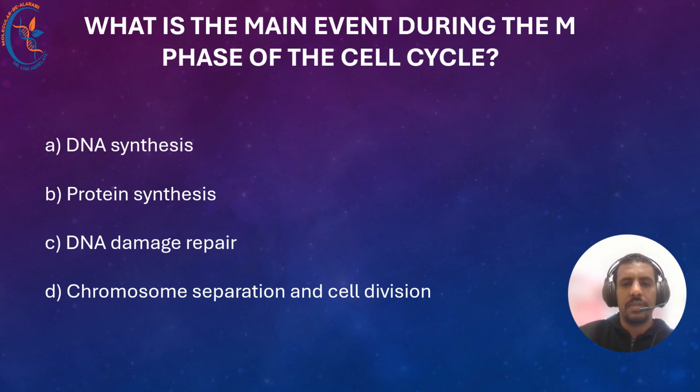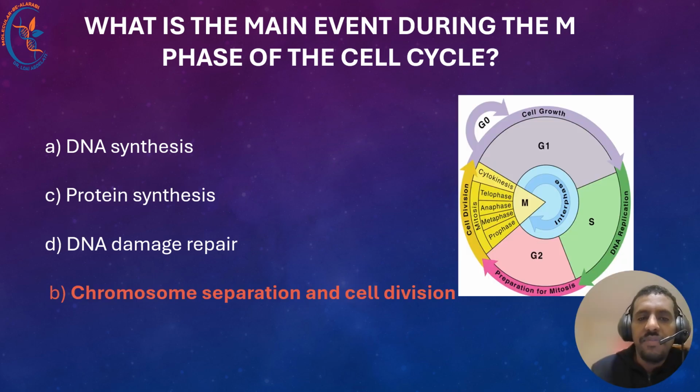All right. The M phase is short for mitotic phase. It is when the cell will get busy. First, there is mitosis, where the nucleus is split, I mean nuclear division. Then comes cytokinesis, where the cytoplasm divides. Boom, then you get two daughter cells ready to roll. So the correct answer is chromosome separation and cell division. That is the main event during the M phase.